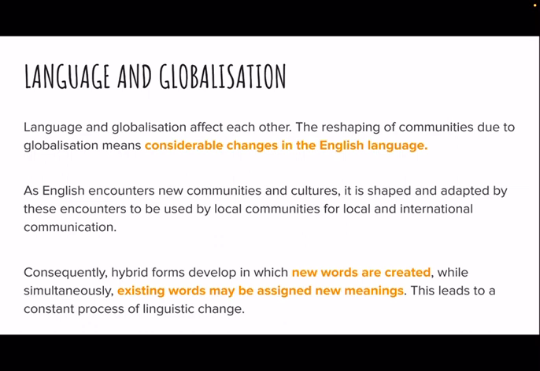Alright, language and globalization. The first thing to know about it is that language and globalization affect each other. The reshaping of communities due to globalization means that there's been considerable changes in the English language. As English encounters new communities and cultures, it's shaped and adapted by those encounters to be used by local communities for local and international communication. Consequently, hybrid forms develop in which new words are created, while simultaneously existing words may be assigned new meanings. This leads to a constant process of linguistic change.